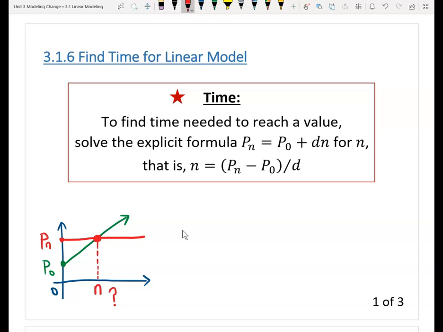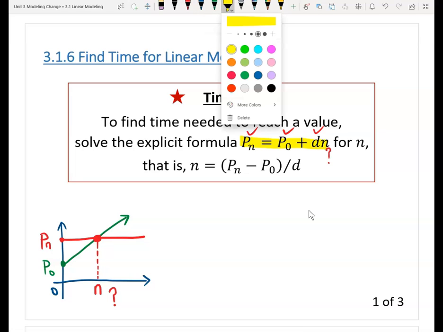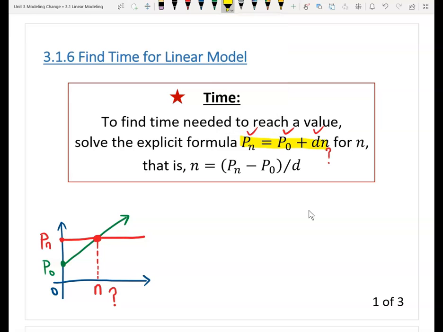Of course, let me highlight what we need. Because we know the model, we know this formula, right? This is the explicit formula. And we need to find out what n is. We need to know what the slope is, what the initial is, what the future is. Then solve this equation, and we can find the time n that the model needed to reach the value. Let me highlight the final formula.